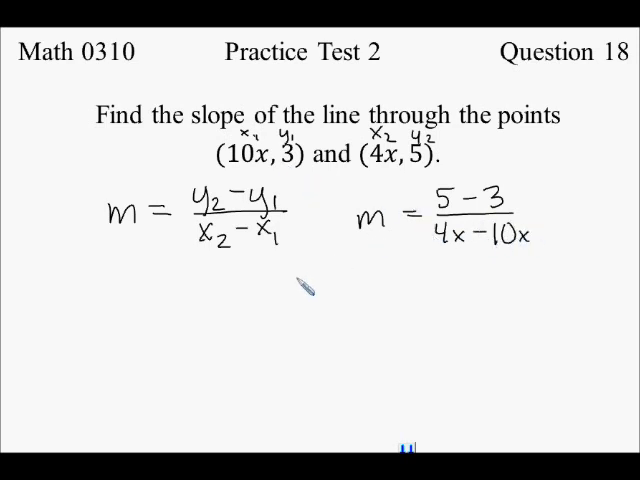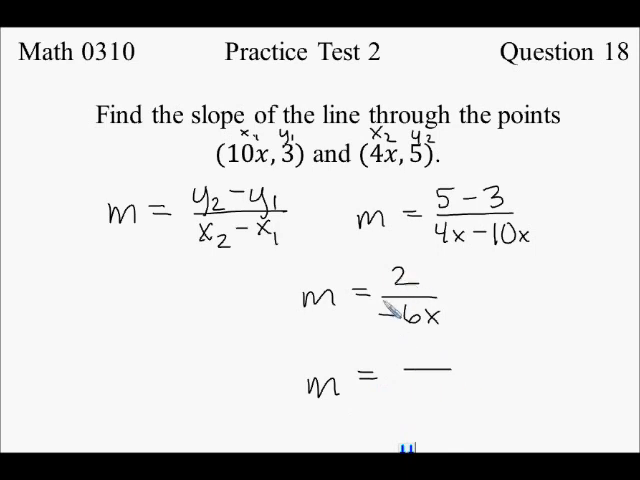Okay, so now we're going to get that m equals, we have 2 variables, but let's see what happens here. 5 minus 3 on top is going to give us 2, and on the bottom we're going to have 4x minus 10x, so we're going to have minus 6x. And so we have m equals 2 over negative 6x. And we see here maybe that 2 over 6 simplifies as a fraction, and 2 over 6 is the same as 1 over 3. So we cancel the common factor of 2 here.